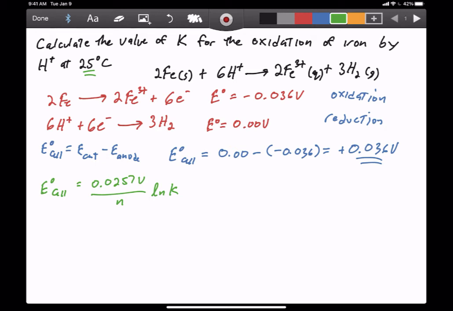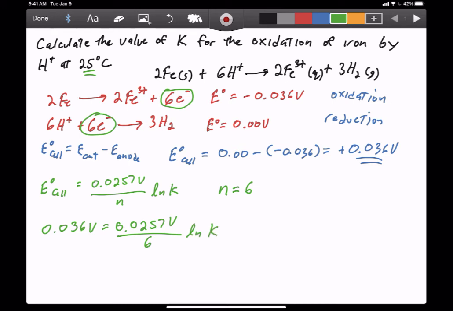Now we can use that 0.0257 volts since we are at 25 degrees Celsius, and we'll assume that everything else is standard conditions. When we look at the reaction, we see that we needed 6 electrons in our half reactions in order to balance out the redox reaction. So we know that our N value is equal to 6. And we know our E0 cell because we just calculated it. So let's go ahead and plug in the values that we know. And so we have 0.036 volts is equal to 0.0257 volts over 6 times the natural log of K.